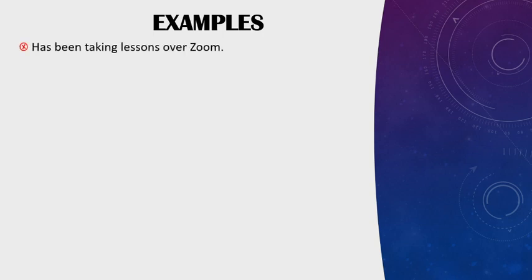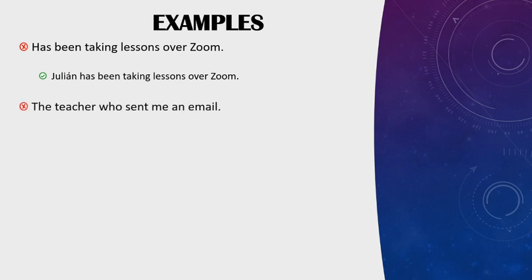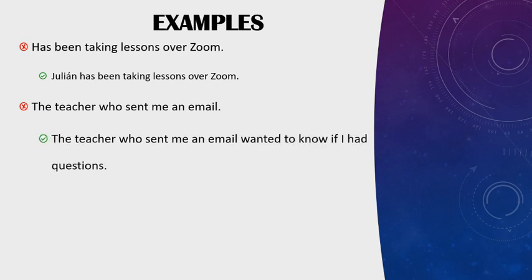Let's look at some examples. The first example we had looked at said, "has been taking lessons over Zoom." One way to fix it would be to say, "Julián has been taking lessons over Zoom." As you can see, we've added the subject. The next example we had before said, "the teacher who sent me an email." How would we fix this one? By adding a predicate. "The teacher who sent me an email wanted to know if I had questions." Now we have a complete thought. Now we have an actual action.